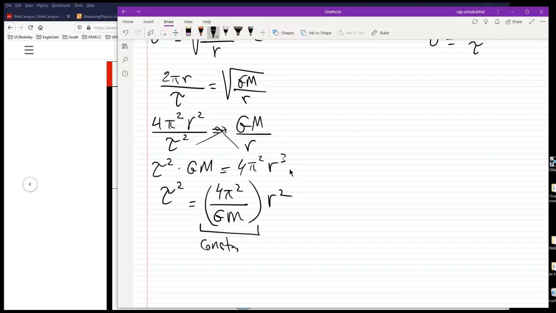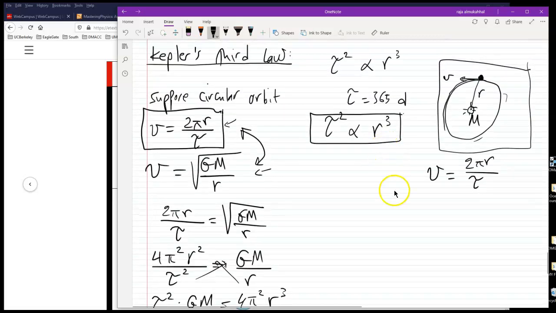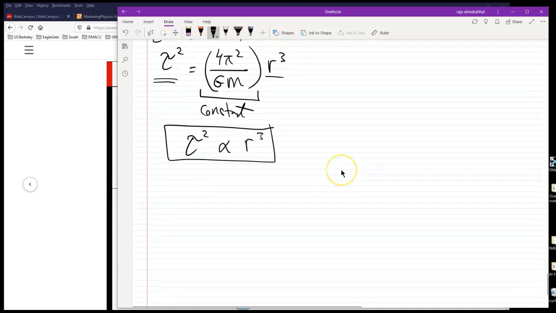Make sense? Is that a constant? 4 pi, G, and M is the mass of the Earth, or mass of whatever. So this whole thing is a constant. And notice that this is tau squared, and this is r cubed. So as you can see, tau squared is proportional to r cubed, which is what Kepler's third law claimed. See what I'm saying? So this is a famous equation.